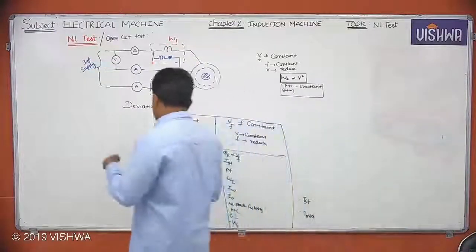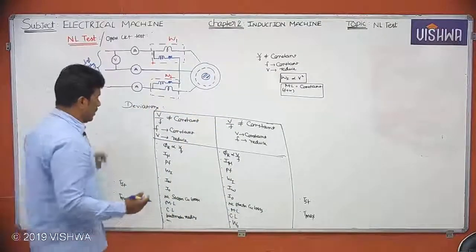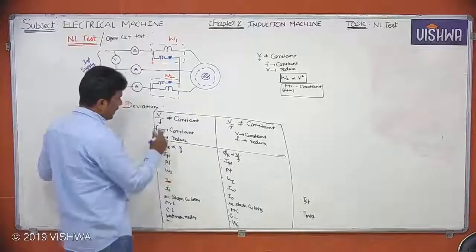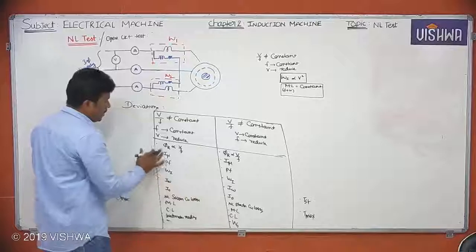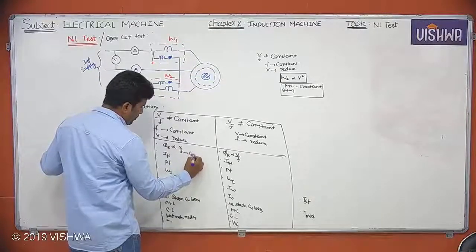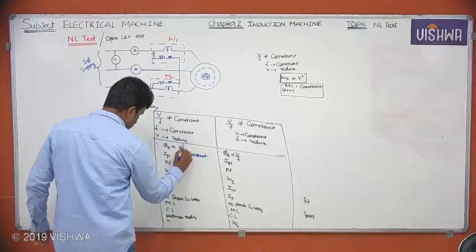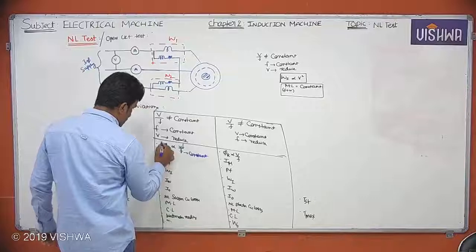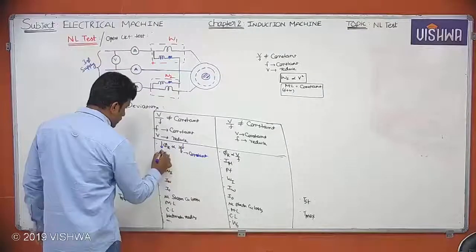If you understand these questions, you can answer any question from a no load test of your induction motor. First, let me explain these things, then I'll come to this question. I just maintained frequency constant and we reduced voltage. So what will happen to flux? Reduce. So the requirement of I mu also reduces.